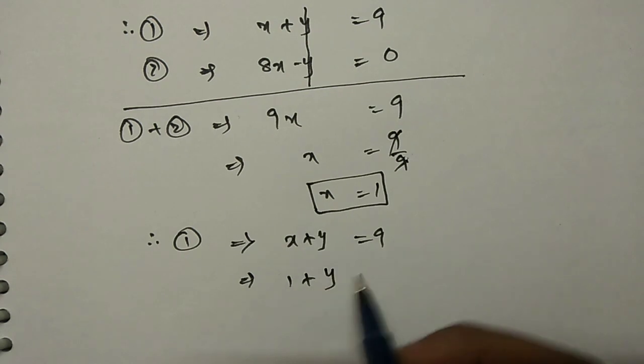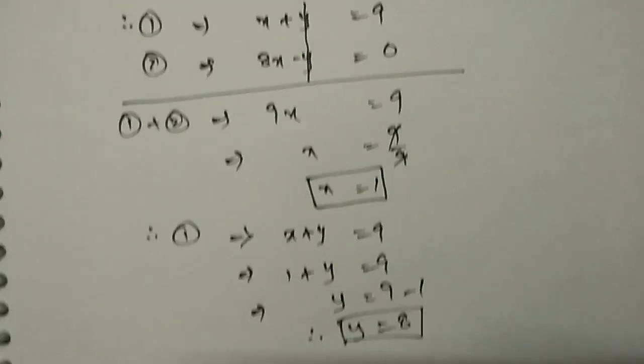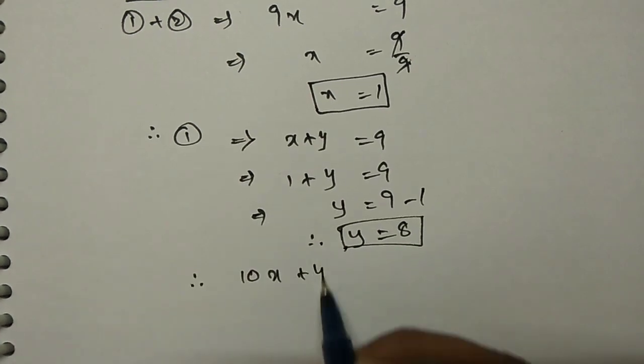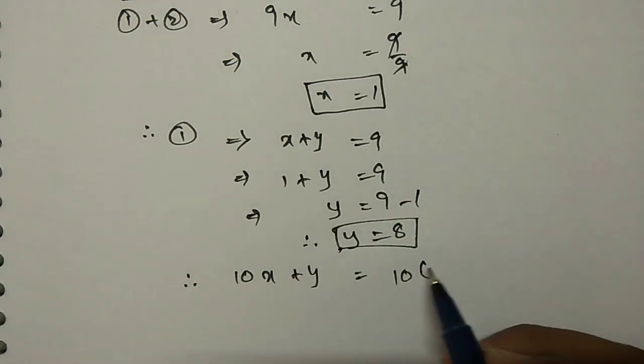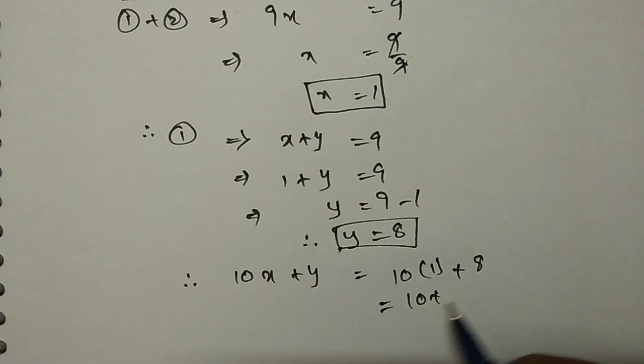So 1 plus y equal to 9. Y equal to 9 minus 1. Therefore y equal to 8. So the required 2-digit number is 10x plus y, equal to 10 times x, which is 1, plus y, which is 8. So this is 10 plus 8. So the answer is 18.